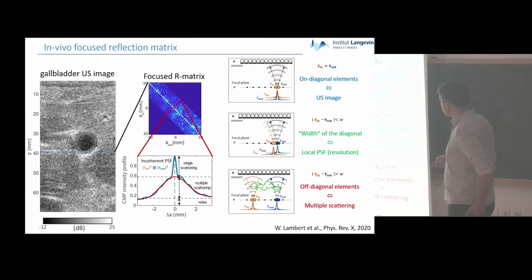Okay, so we have all this information. We also have noise, because noise will appear as something flat. You can also discriminate between multiple scattering and noise with the spatial reciprocity, because your reflection matrix is supposed to be symmetric, and noise is not symmetric. So using this information, you can discriminate between these two contributions.